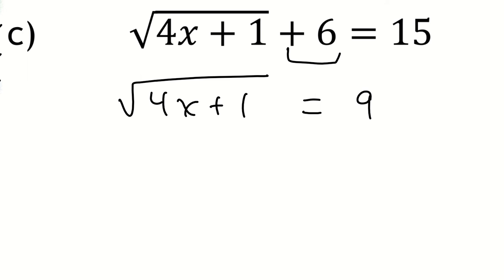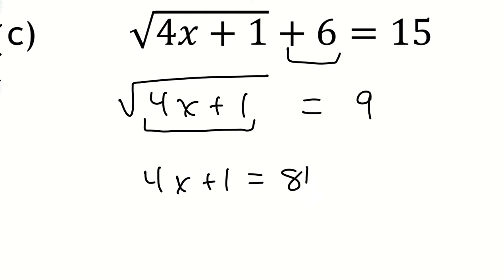Okay. Now that I've got that, right, I can look inside. I can say, look, this thing right here, the square root of that value is producing an answer of 9. So the only way that can be true is if that was 9 squared or if it was 81, right? So this expression 4x plus 1 must be the number 81.